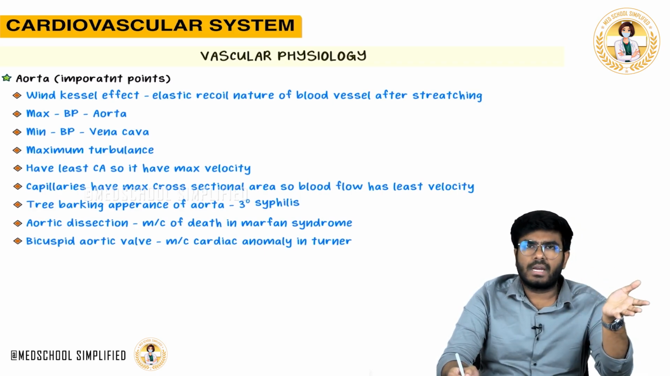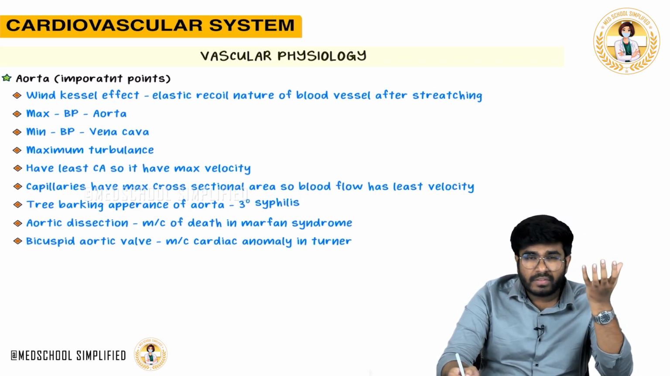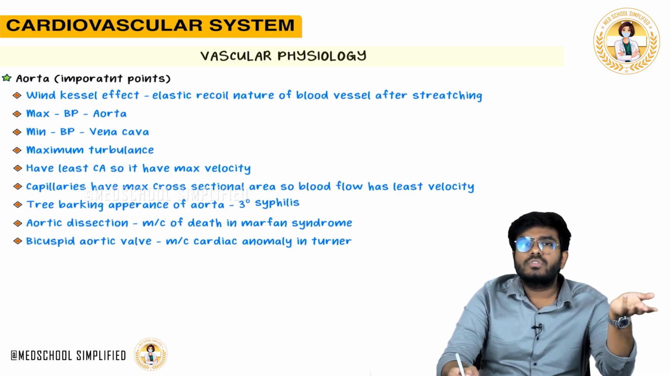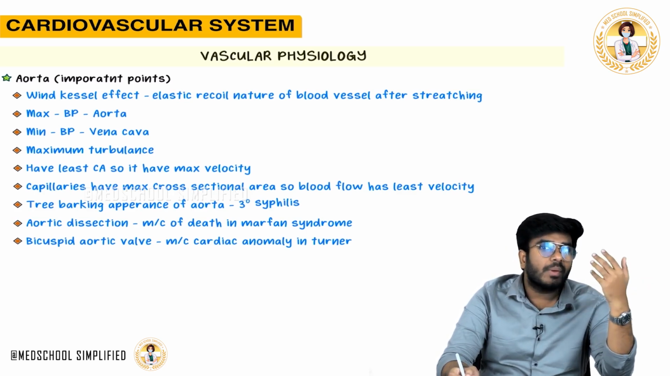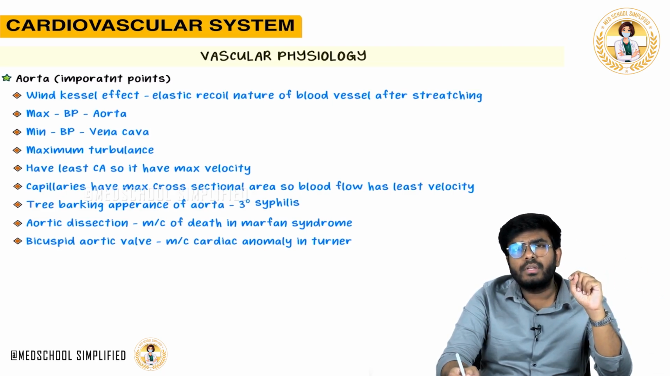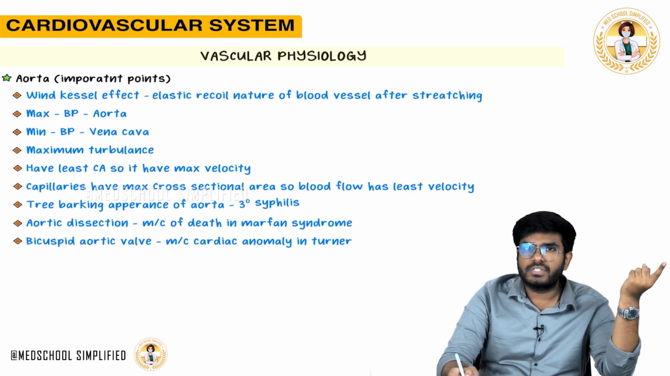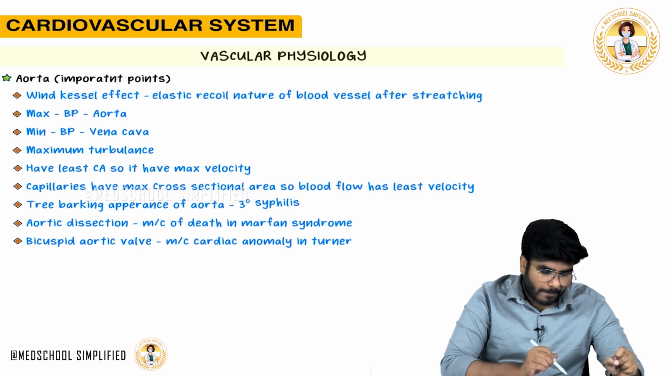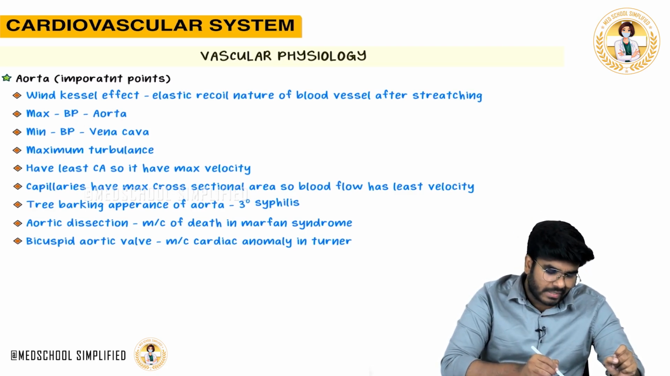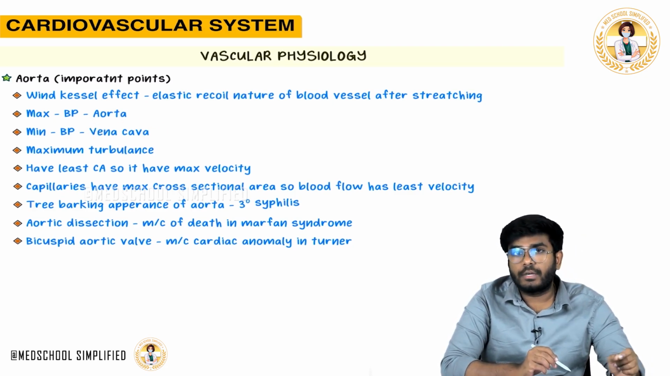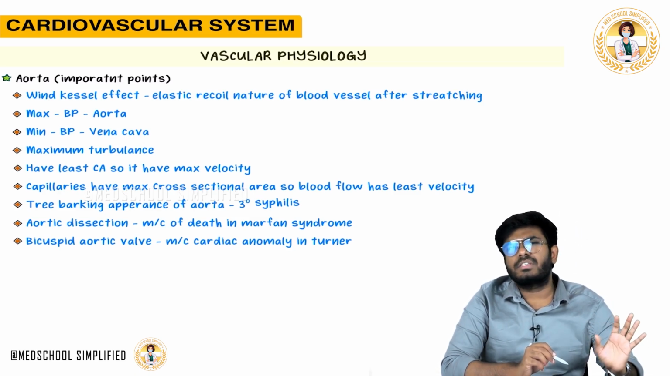It is very near to the heart. So if the heart is generating 120 mmHg pressure, all that 120 mmHg pressure is going to be communicated into the aorta. If the heart is generating 150 mmHg pressure, all that 150 mmHg pressure is going to come into the aorta, so the aorta has 150 mmHg systolic blood pressure. So at the end of the day, the maximum BP is seen in the aorta, and the minimum BP is seen in the vena cava, especially at the point where it enters the right atrium.